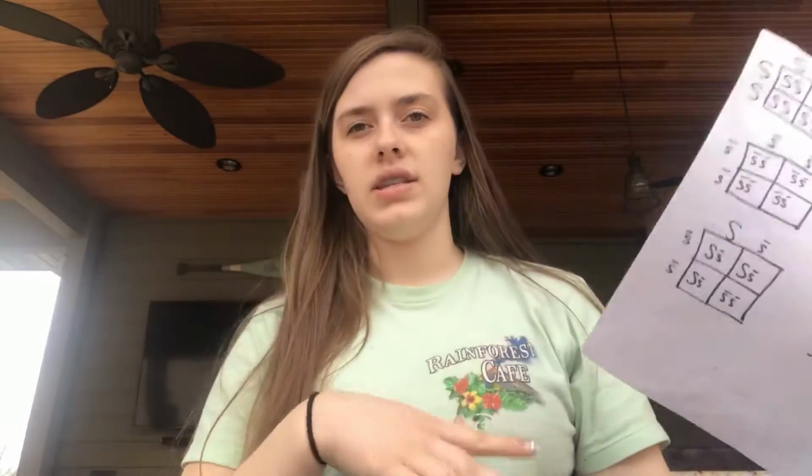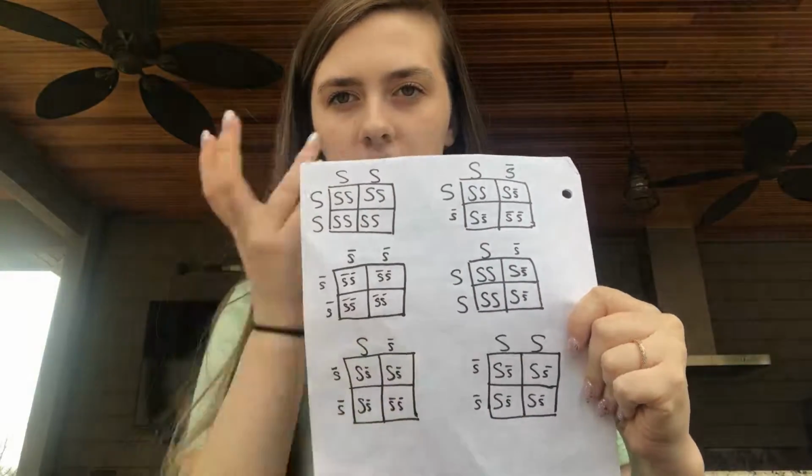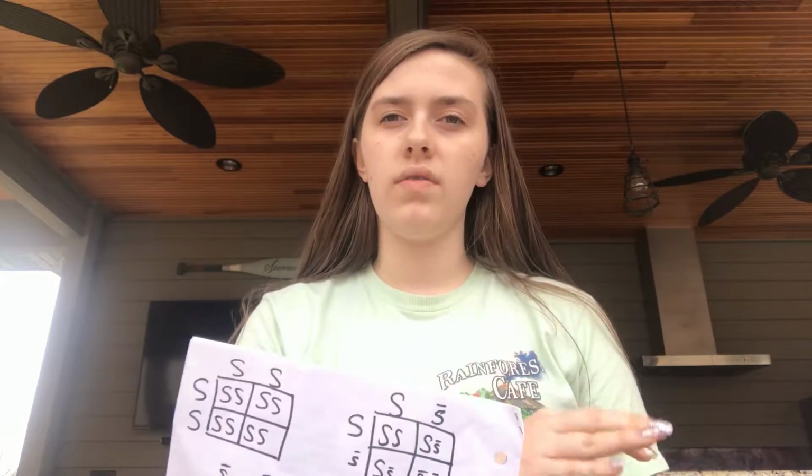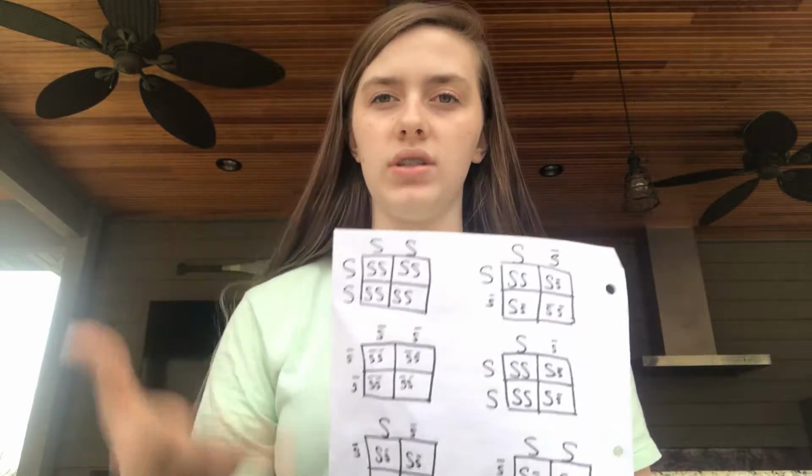So here are some of the Punnett squares to show all of the combinations of genotypes that can create different offspring. There's 6 different combinations. The first two are both homozygous: one is if both parents are homozygous dominant, and the other is if they're both homozygous recessive.